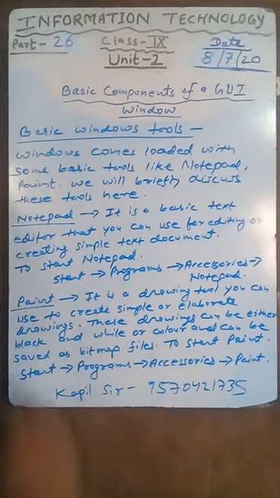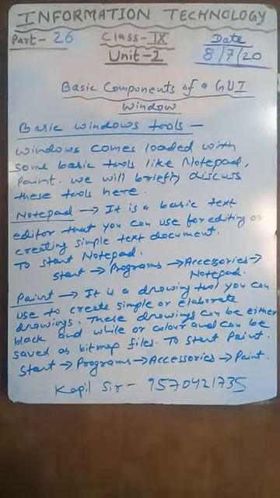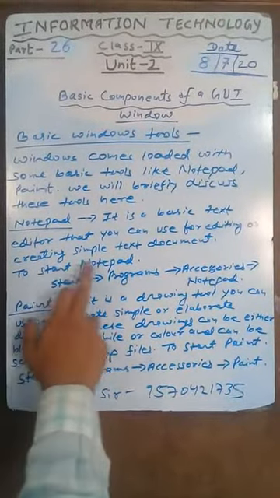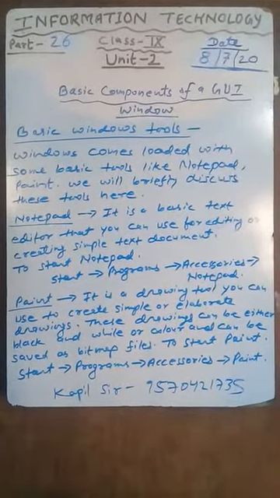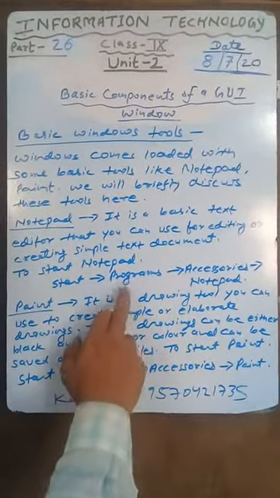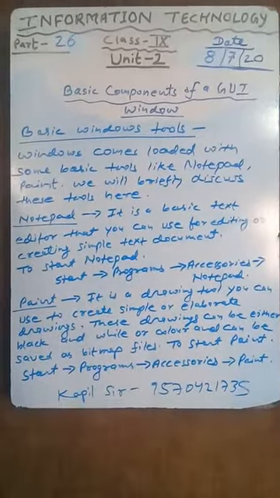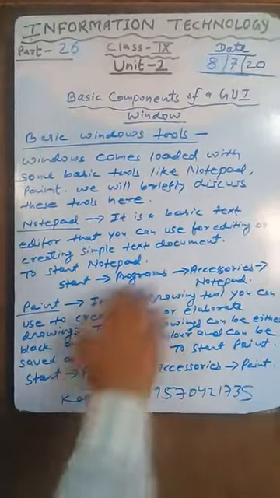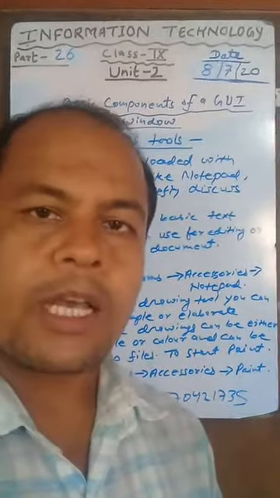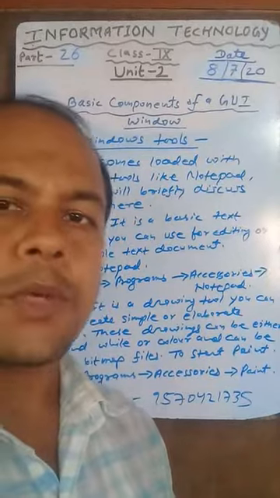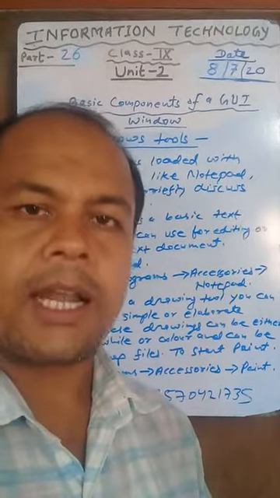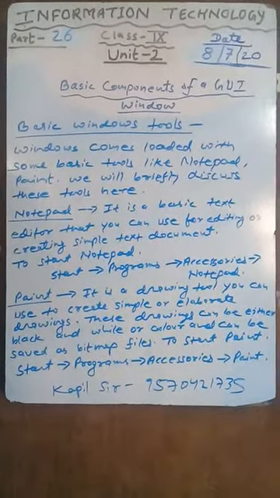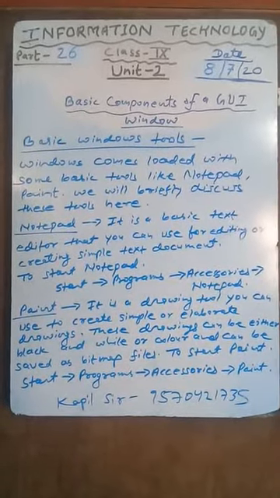Now, how to start Notepad. First of all we click the Start menu, then Programs or All Programs, then Accessories, and then we click Notepad. This is the way to start Notepad. Then we type, edit and save with a name. This is Notepad.